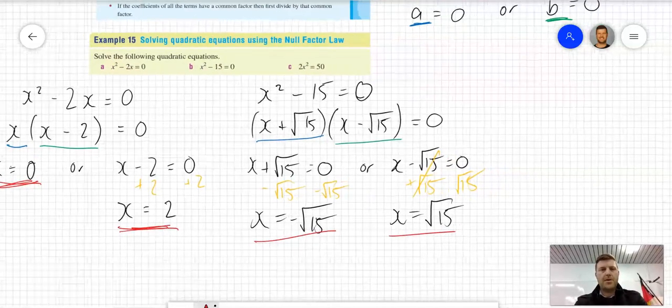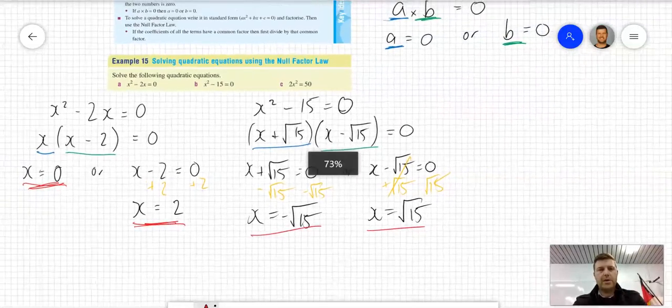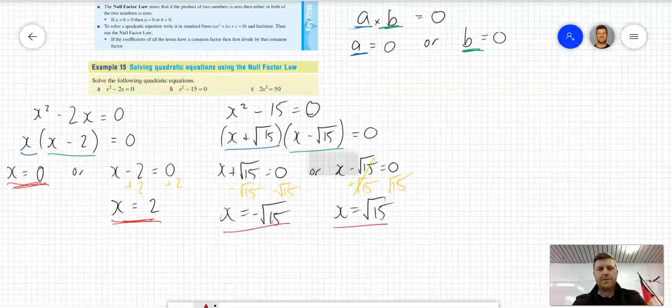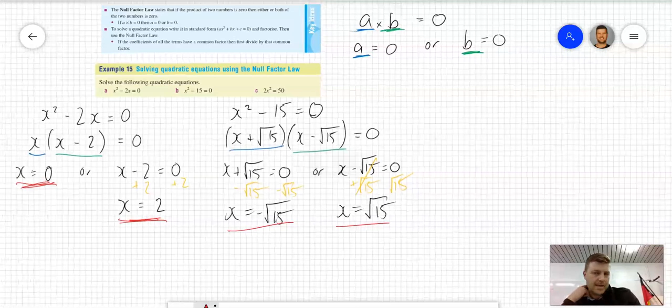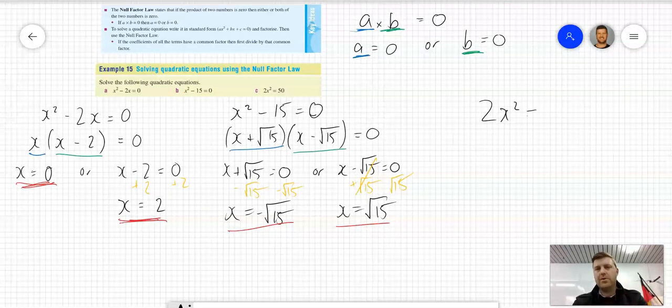Okay, the third example I'm going to go through here is a little bit different because it's not in standard form as such. To be able to solve using the Null Factor Law, the right hand side of your equation needs to be equal to 0. So what I'm going to do is rearrange this, put it in standard form, so that the right hand side of my equation is equal to 0.